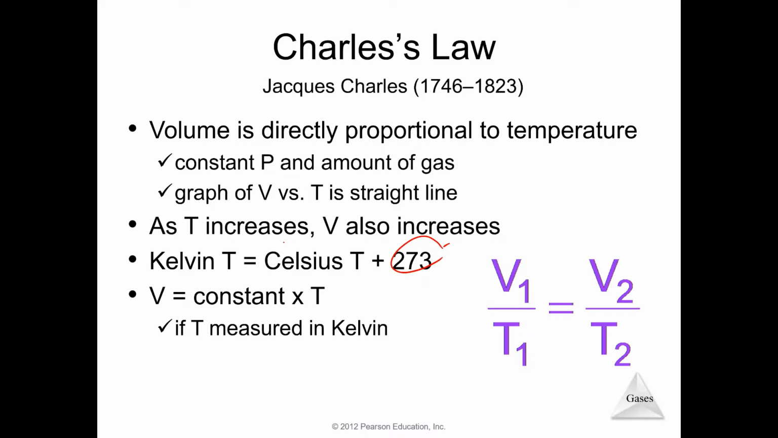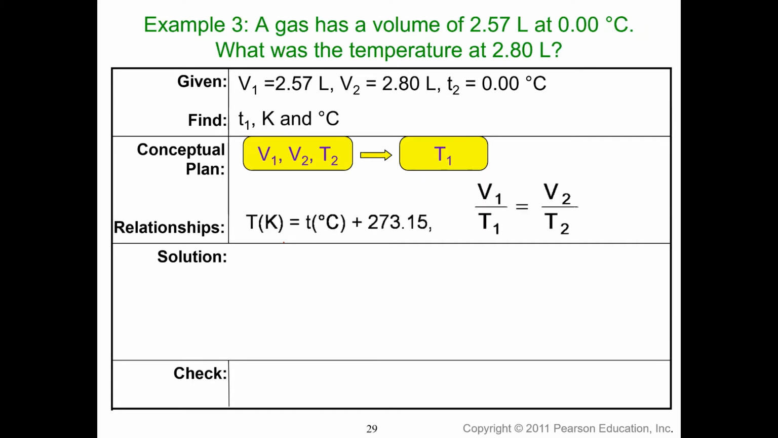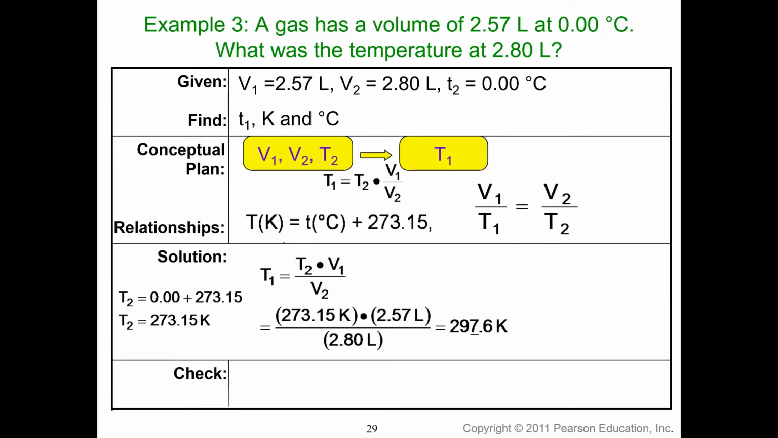Kelvin. All right. Now the gas has a volume of, this is here, what is it, liter, right? At 0 Celsius. What was the temperature at 2.8 liter? So calculating for T1. Now, again, you have to convert the temperature to what? Kelvin here. Then the rest should be easy.